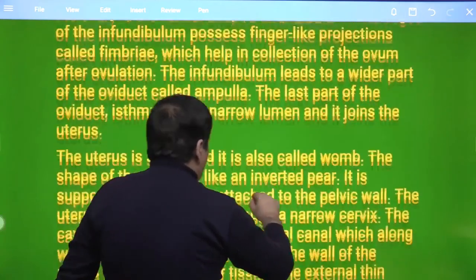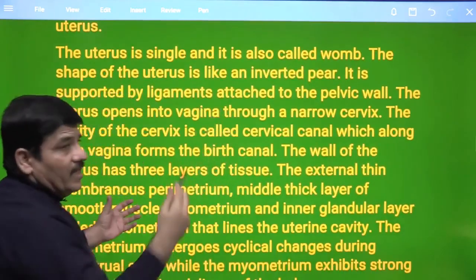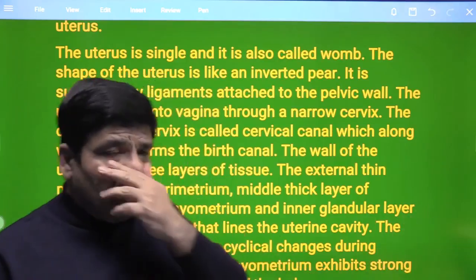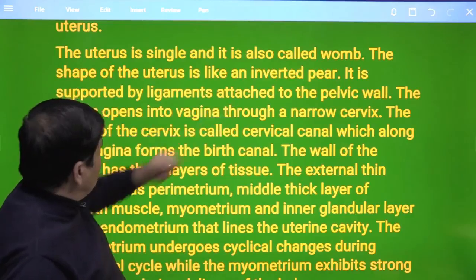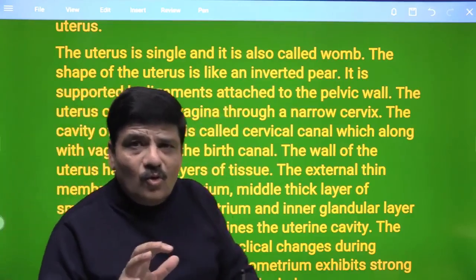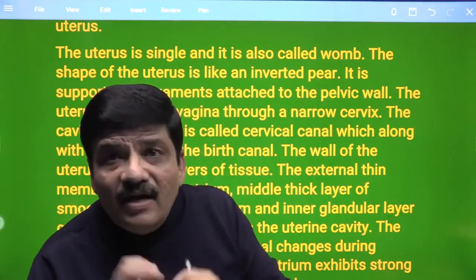Then again, moving forward, we will see that the uterus is single. The fallopian tubes are present on both sides, there are 2 ovaries, but the uterus is single and is also called the womb, an inverted pear-shaped structure. Again, ligaments. The uterus is also attached to the pelvic floor by ligaments.